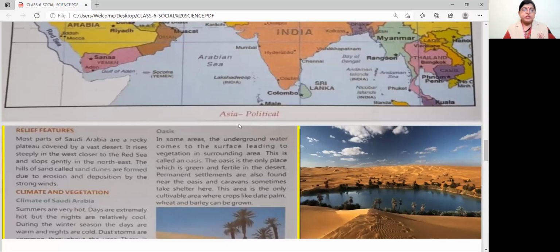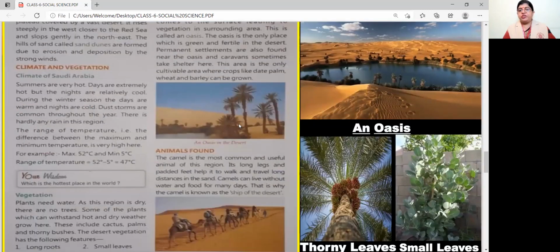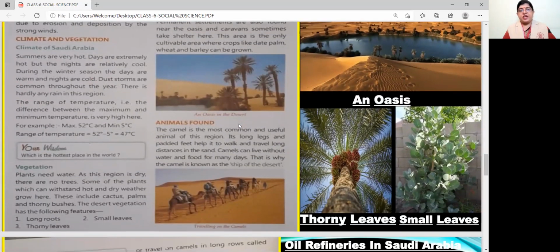Now, we did the relief features. We studied about the climate and vegetation. And the climate is very hot. In summers, days are extremely hot, but the nights are relatively cool. During the winter season, the days are warm and nights are cold. Dust storms are common throughout the year. Hardly any rain in this region.